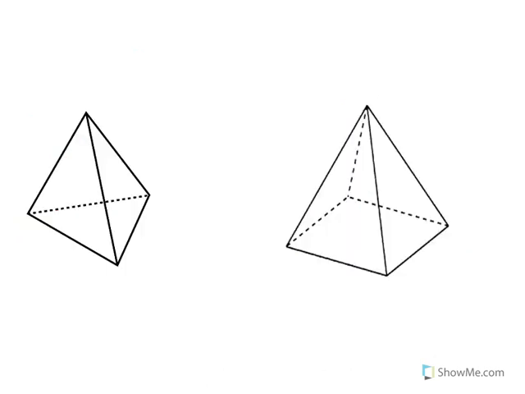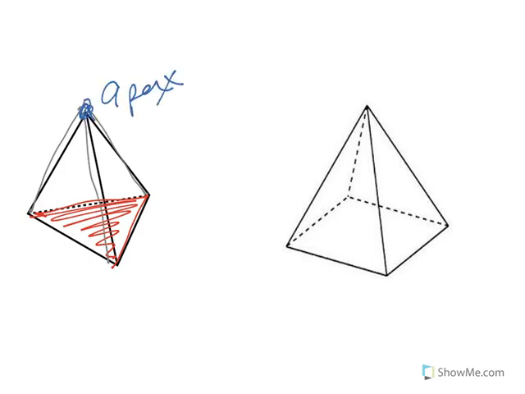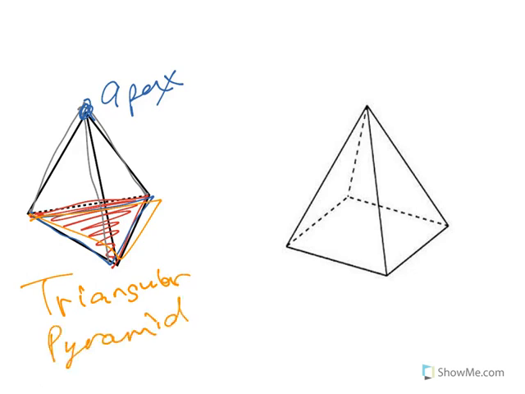Okay, so let's look at this. This piece down here is the base, okay? So we see this is a base. We have three edges that come to form the apex, right? And because this base has three sides, this is a triangular pyramid. So that's the idea, right?